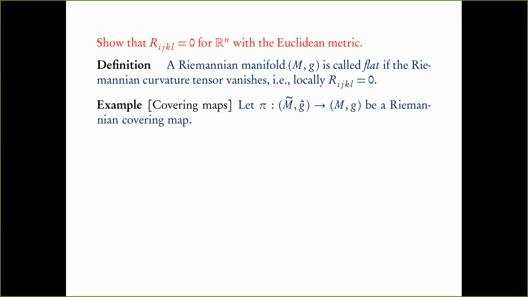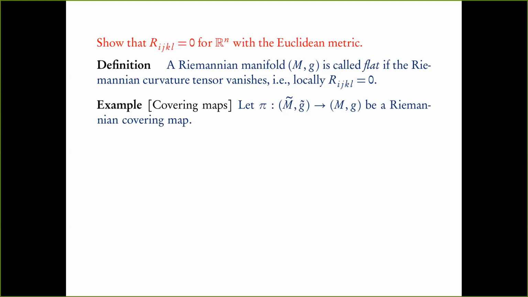Okay. So this pi is a covering map, meaning it's a map of smooth manifolds and it's a covering map. And being a Riemannian covering map means that M tilde and M have Riemannian metrics assigned to them, and this map is a local isometry. So not only is the covering map a local homeomorphism, but it's a local isometry. And we have seen plenty of examples where this actually happens.